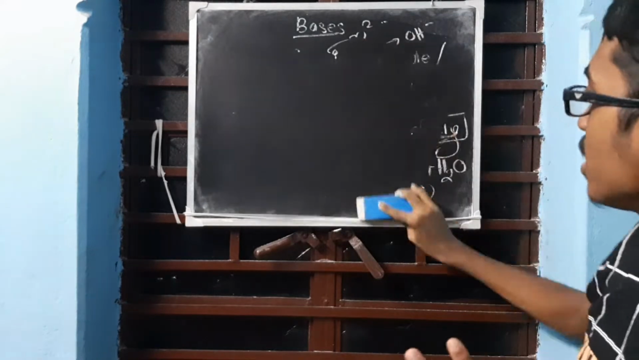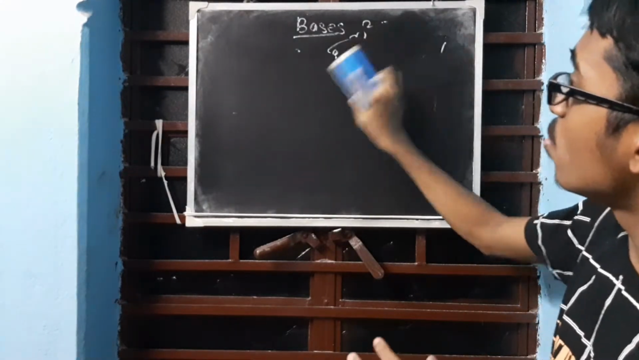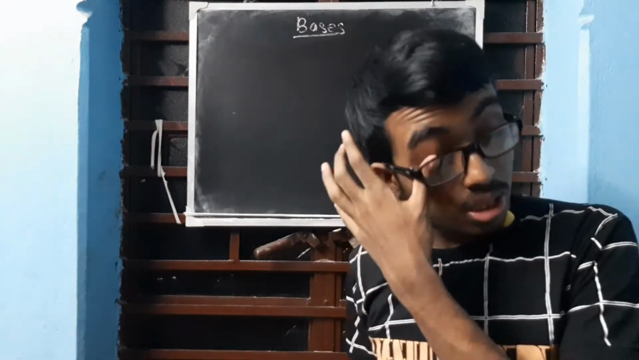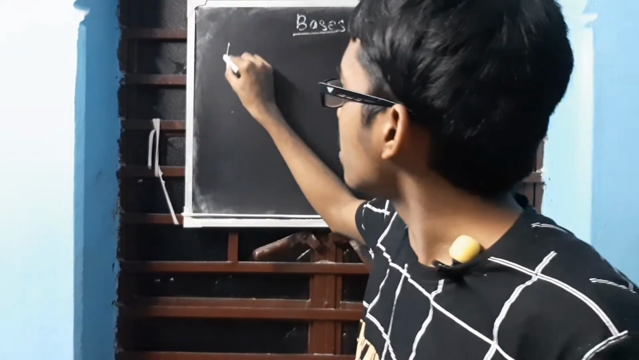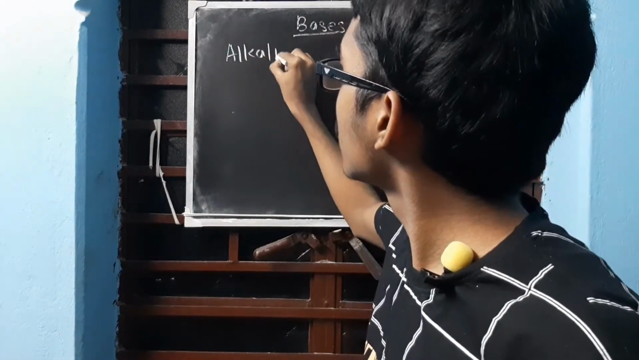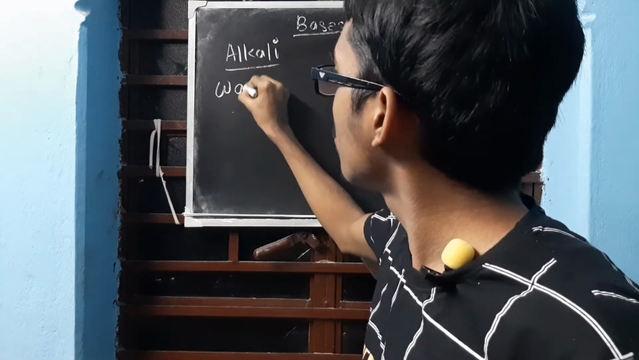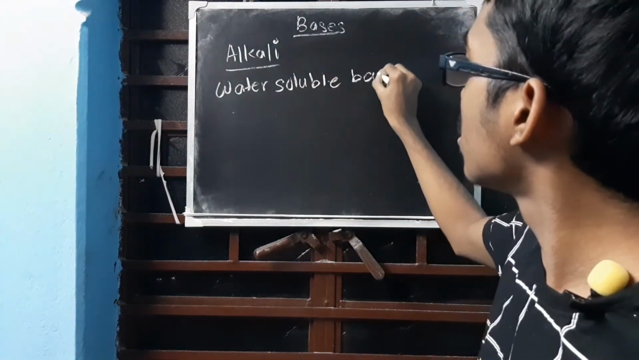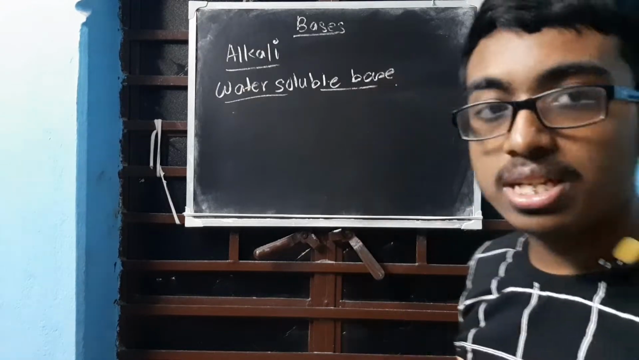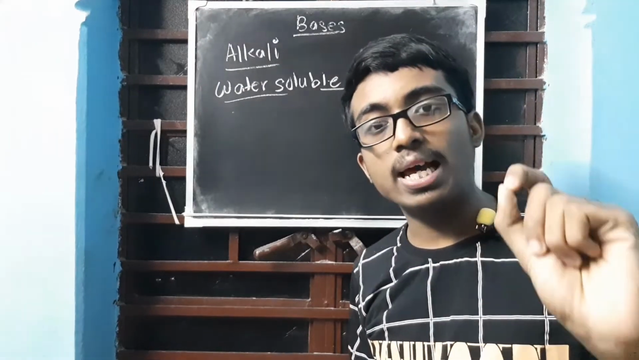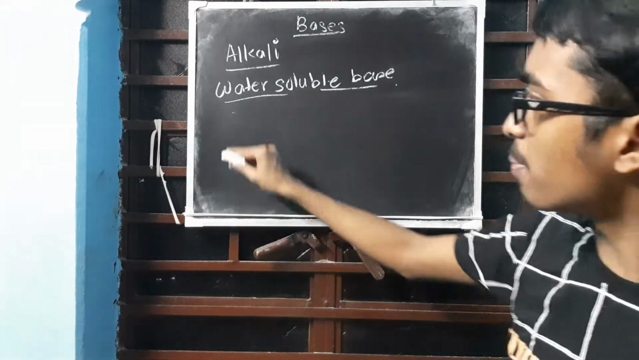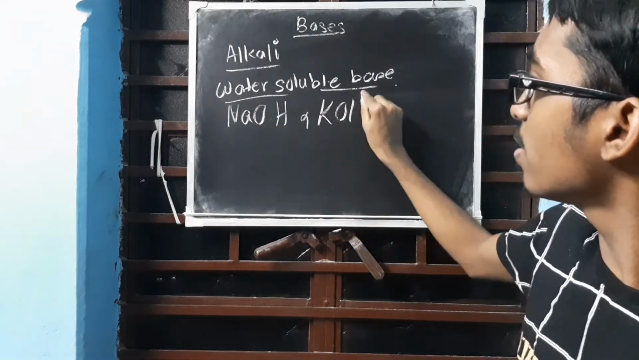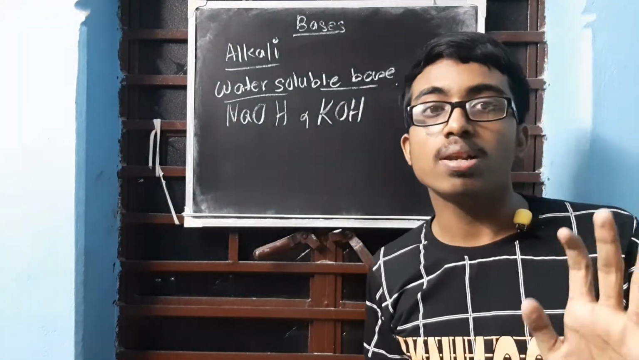Now everyone knows what is an alkali. An alkali is a water soluble base. A base that is soluble in water is said to be an alkali. Examples, very easy examples: write the example of NaOH, then write the example of KOH. These are all water soluble bases.